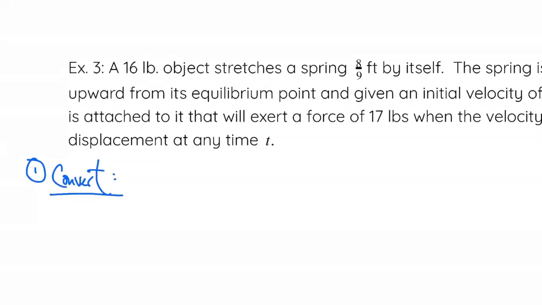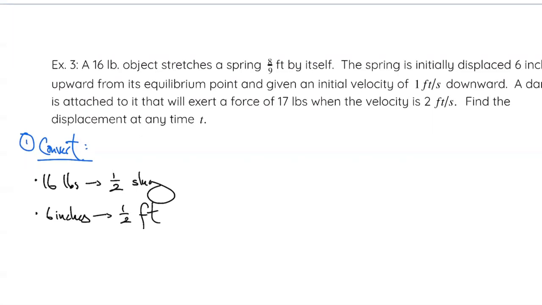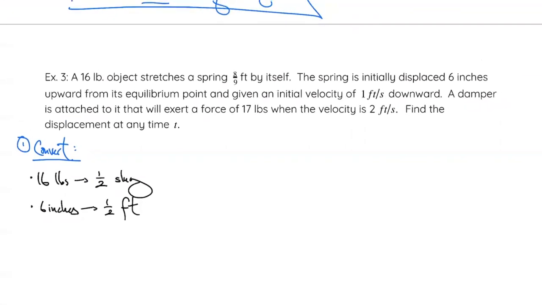So let's start with our conversions and let's see what needs to change. We know from above that 16 pounds is the same as a half a slug. We know that 6 inches is the same as a half a foot. I'm going to write that down so I don't make the same mistake that I made earlier, right? So we have our 16 pounds as a half a slug, our 6 inches as a half a foot. And I think that's it in terms of things that we might need to find for right now, okay? We can always come back and add to that if we need.